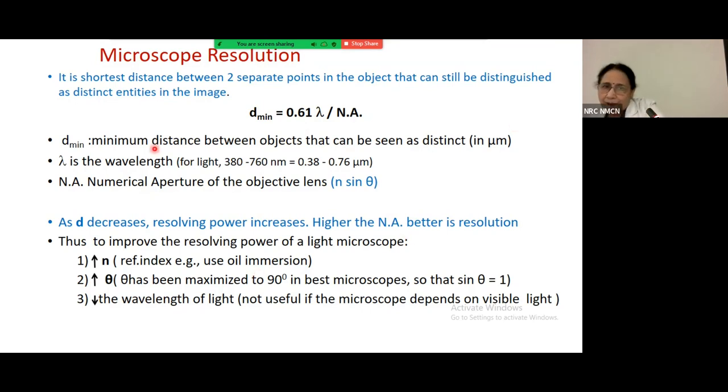So to increase the resolution, the D should decrease. So how can it be done? We can increase NA, so better will be the resolution. And how can we improve the resolving power? We can increase N, that is the refractive index, by using oil immersion, or by increasing the angle, that is theta, which has been maximized to 90 degrees in the best of the microscopes. So there the sine theta becomes 1. And decreasing the wavelength of the light is not useful because it depends on visible light.